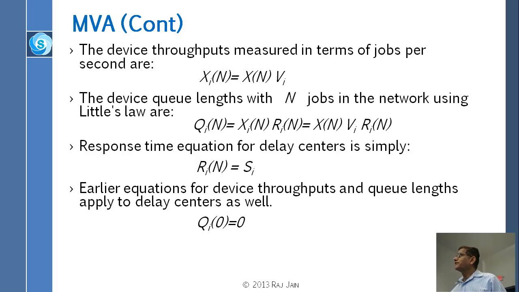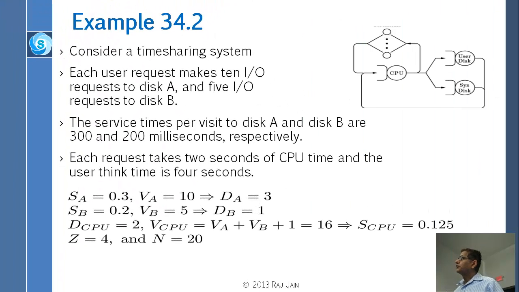And the response time for delay centers is, you don't have to worry about N, because delay centers means like terminals. There is no queue. If there is no queue, then the response time remains equal to S_i for all N's. And the good thing about queue is that when there is 0 user, there is 0 queue. So we can start with that. So we will do that one by one, okay, with these examples.